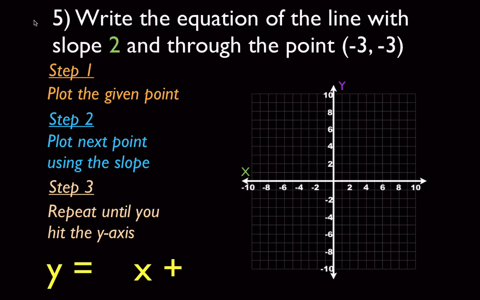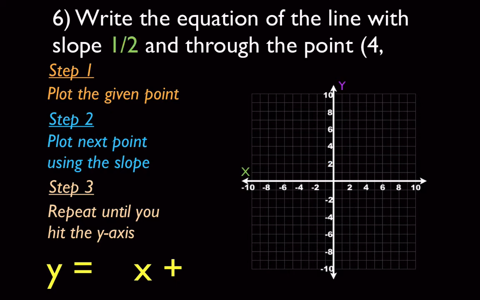Alright, problem number 5. Copy down the information to the appropriate spots. Go ahead and get started. Okay, we know our slope is 2. We're going to start at the point negative 3 comma negative 3, and we're going to go up 2 over 1 for our slope. After you do that, repeat it, and as soon as you hit the y-intercept, you've got your answer. As you can see, it hit at positive 3, which means my equation is y equals 2x plus 3.